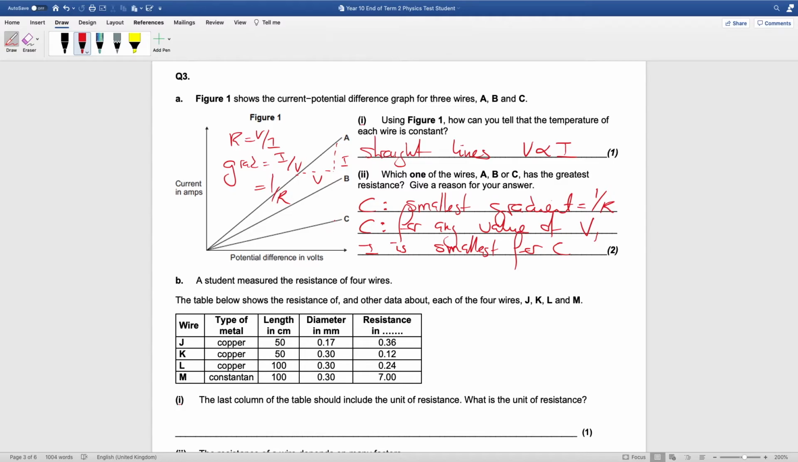But you can't just say the current is smaller for C, because I could say, well, this current for C is bigger than this current for B, so therefore you're wrong. You might say, well, that's stupid, but however, it is a possible interpretation of what you might have said, that the current is smaller for C. It isn't always, but for any given potential difference, the current through C will be smaller than it is through A or B. So you need to be unambiguous in what you say.